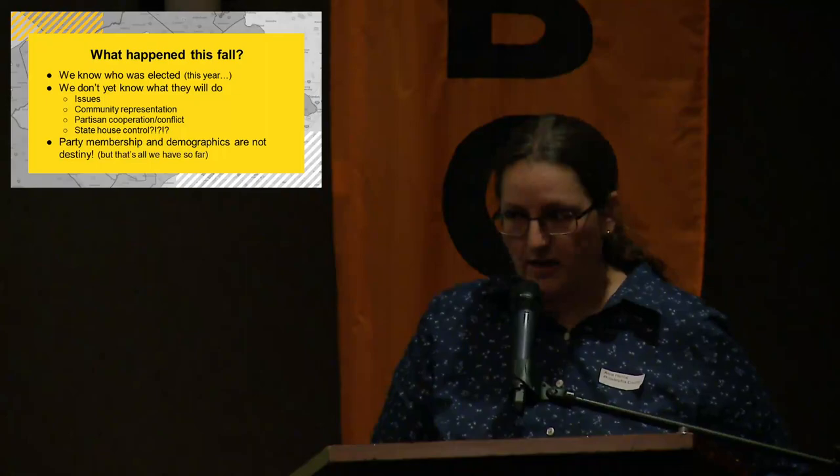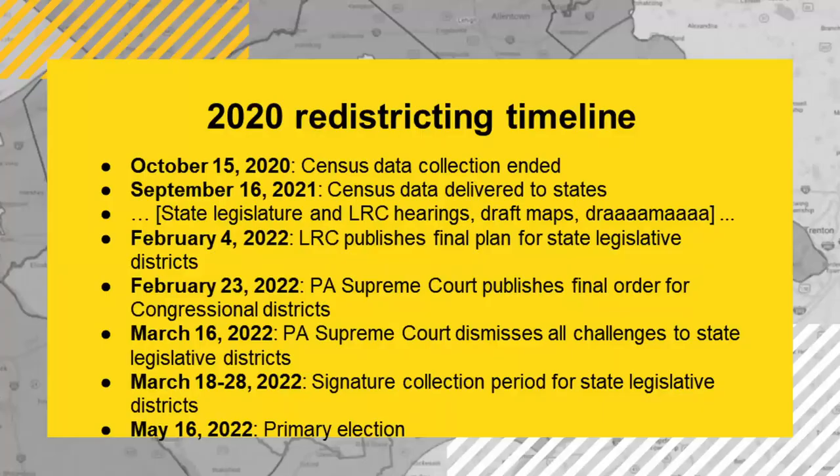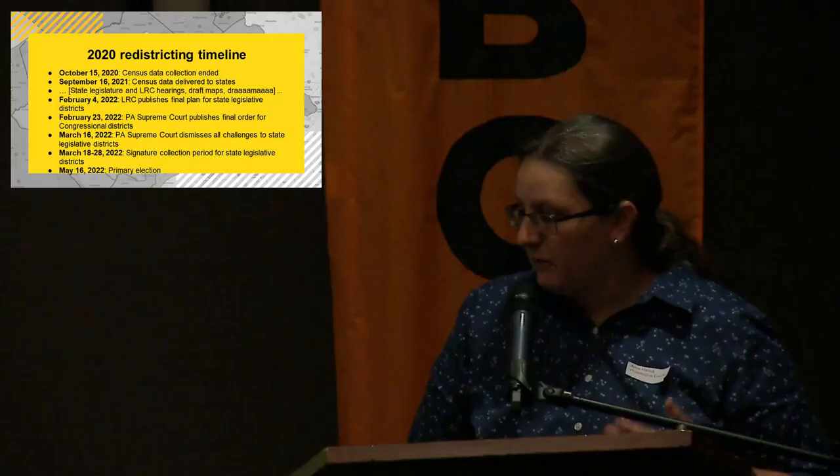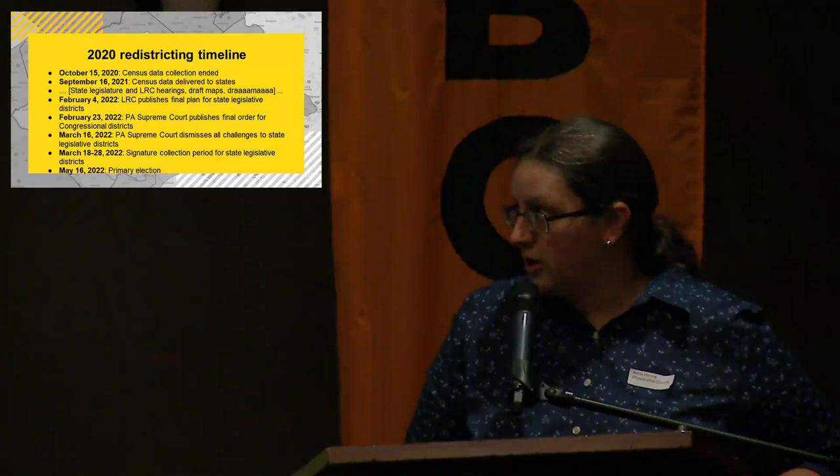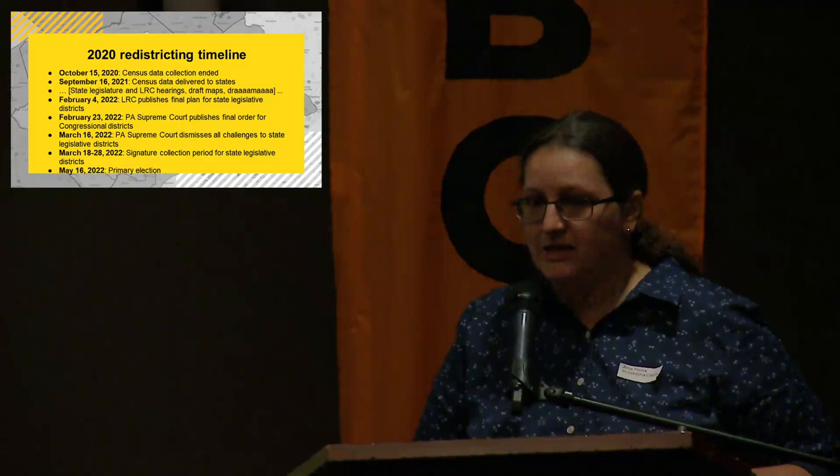Slide, please. All right, so first thing to understand about this, there were two different sets of elections that were affected by these new maps. There was our primaries on May 16th, and there was the general election just this November. And the primary elections were fairly severely affected, not just by the maps, but by the timeline on which the maps became available. Because as you probably all remember, the census data collection finalization was delayed by COVID and by some Trump administration sabotage. So that didn't end until October 15th of 2020. In 2021, we didn't get the actual data in the states until September 16th.